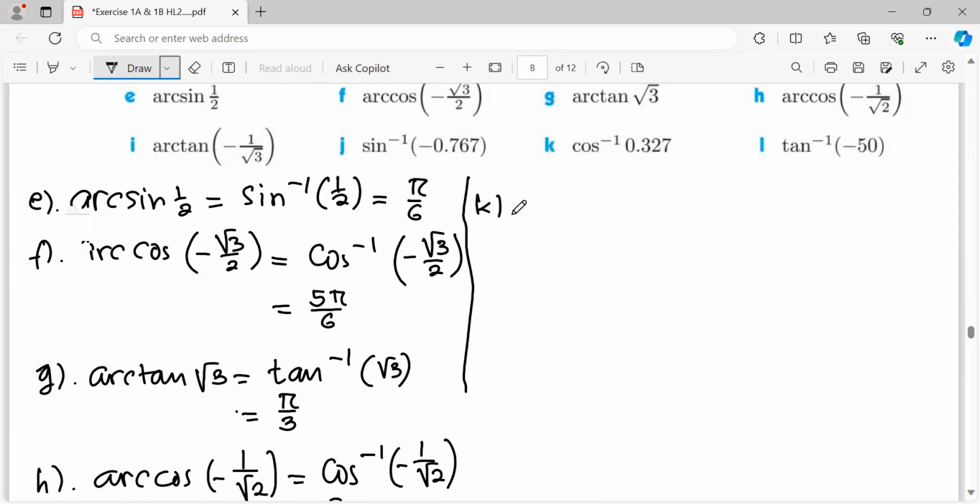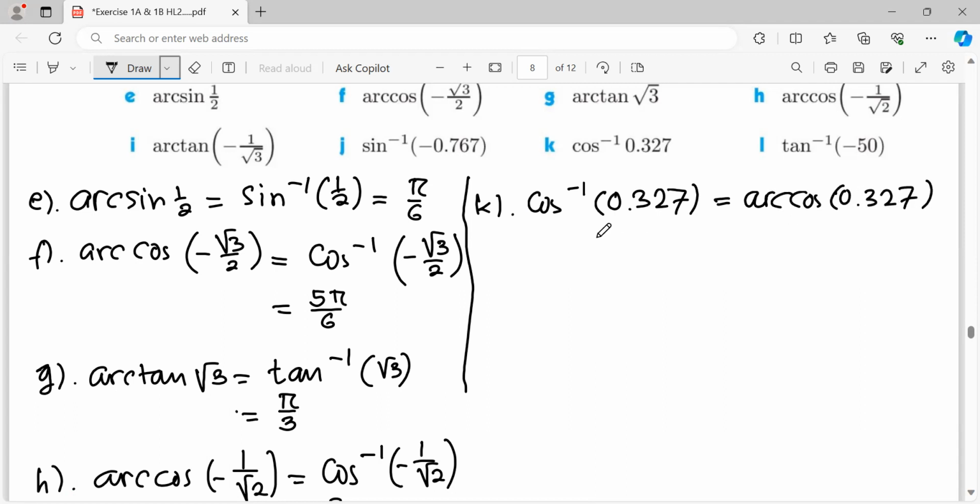Inverse cosine 0.327, or arc cos 0.327. So cosine of how much equals 0.327? Through the calculator, we found the number 1.24.